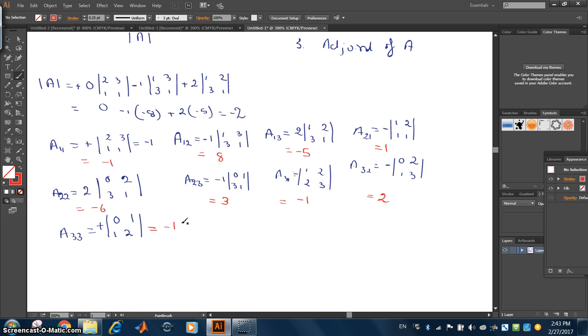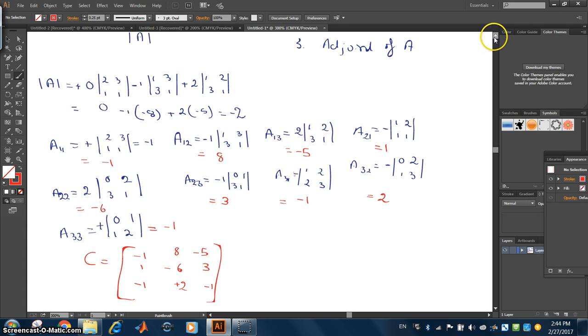So we have got all the cofactors. Now let's write C. C is a matrix of cofactors. What is it? Minus 1, 8, minus 5, 1, minus 6, 3. Then minus 1, is it minus 1? Yes, minus 1, is it plus 2, and minus 1. Correct? Now this is matrix of cofactors.